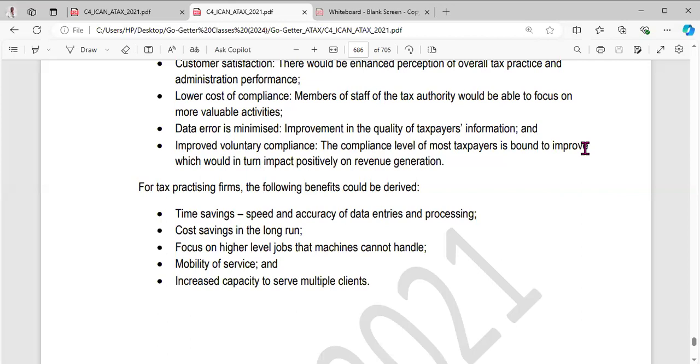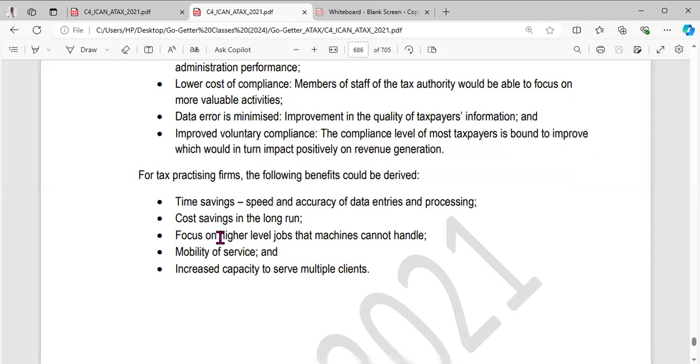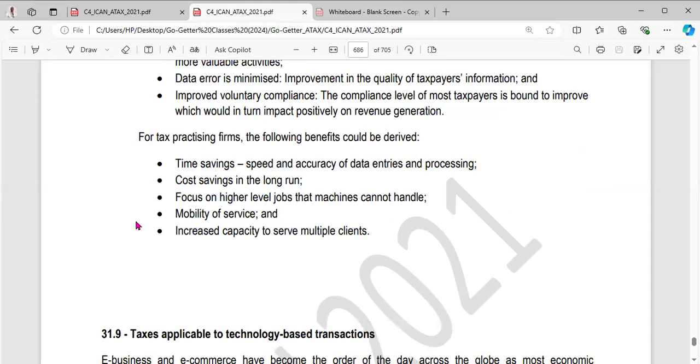And imagine if each of them is paying you as low as say 30,000 every month for just filing VAT for them. 30 people, that is 900,000. So you can imagine you increase your capacity. You want to say, okay, let me increase to 50. You can serve multiple clients because of this digital technology.